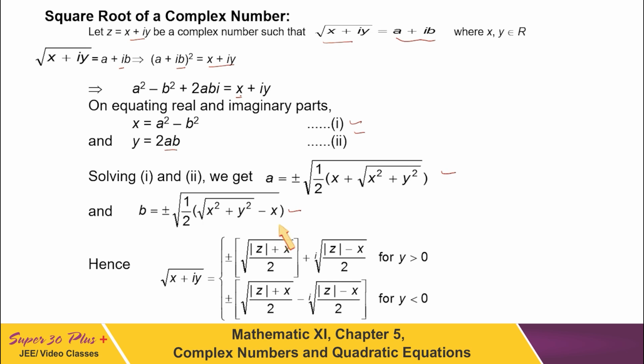So we can also memorize the formula: √(x + iy) is equal to ±[√((|z| + x)/2) + i√((|z| - x)/2)] for y > 0. And if y < 0, then it is ±[√((|z| + x)/2) - i√((|z| - x)/2)]. Means the difference is this: here is the plus i and here is the minus i.